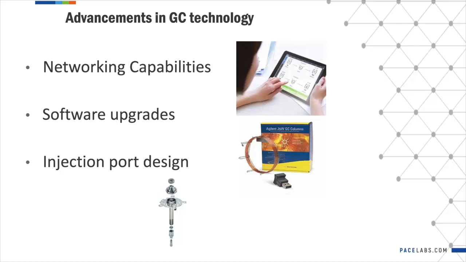Injection port design on GCs has also changed. New design features make changing out liners and seals much easier. Agilent offers self-tightening injection port and detector nuts for quick and efficient column installation. Newer septa for the injection port are also more inert and reduce septum bleed.